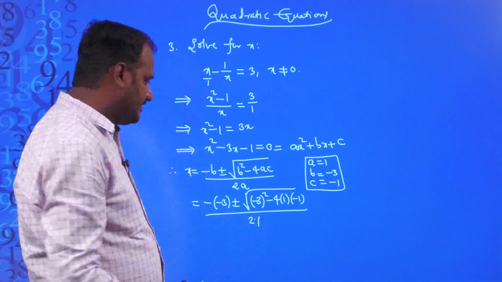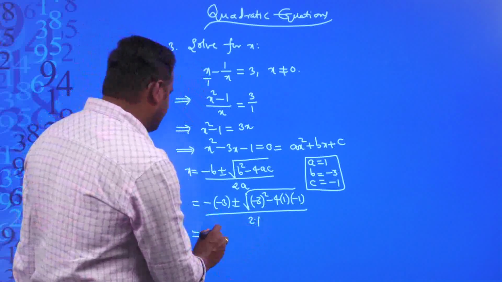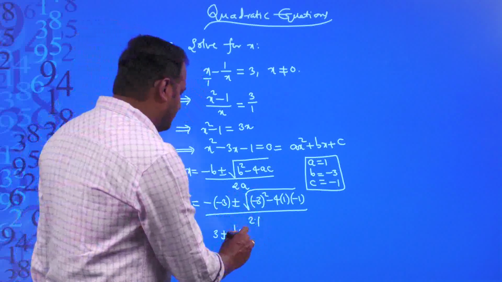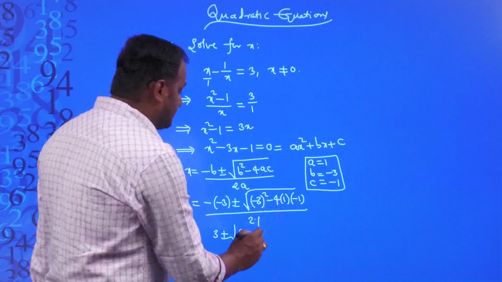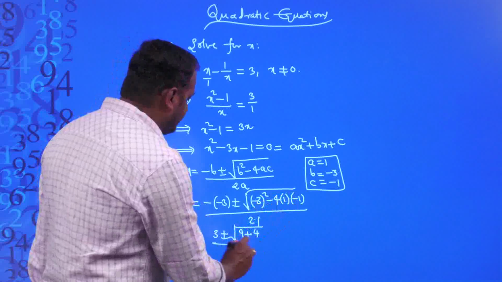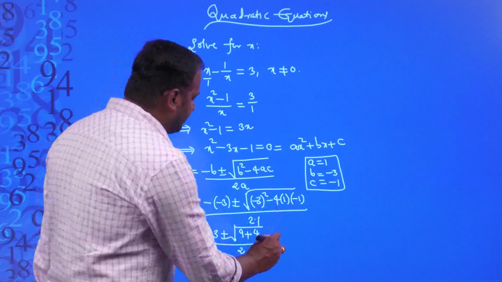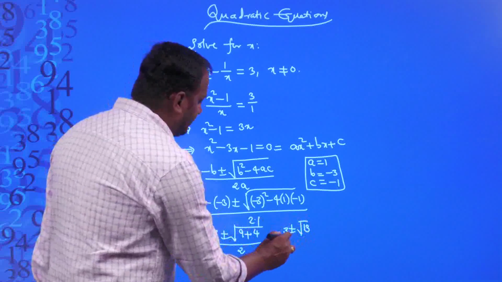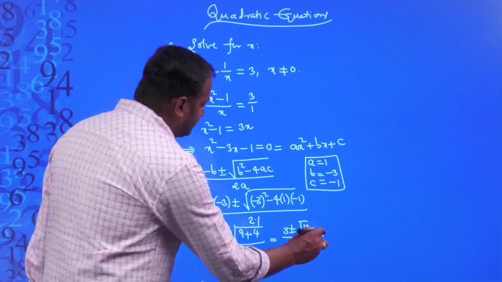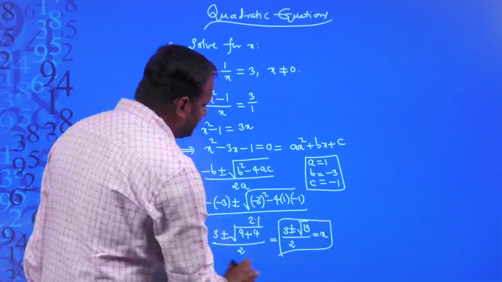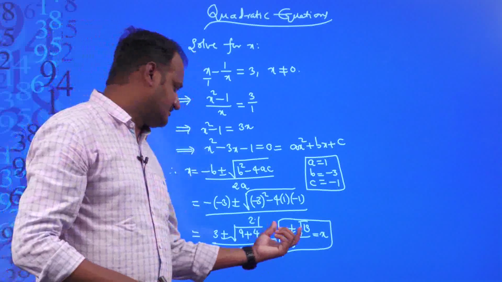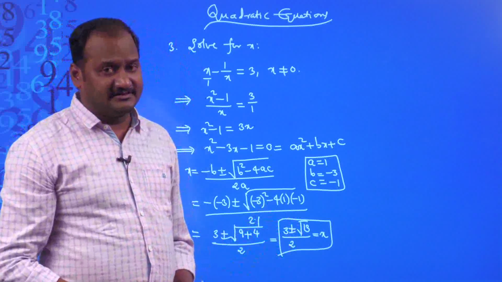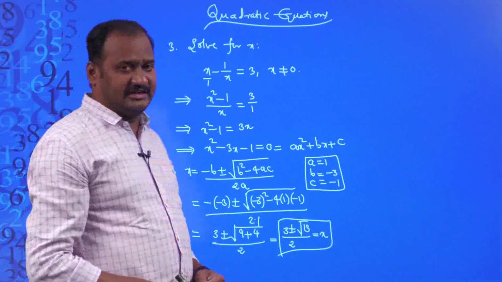If you simplify this, you will get minus of minus 3 is equal to 3 plus or minus square root of minus 3 whole square, which is 9, plus 4 into 1, which is 4, whole divided by 2 into 1, which is 2. Therefore, the roots are going to be 3 plus or minus square root of 9 plus 4, which is 13, divided by 2. This is the value of x. Of course, if you use plus, you will get one root. If you use minus, you will get the other root. This number cannot be simplified further, because root 13 is an irrational number. So, this way we can solve this kind of problems.